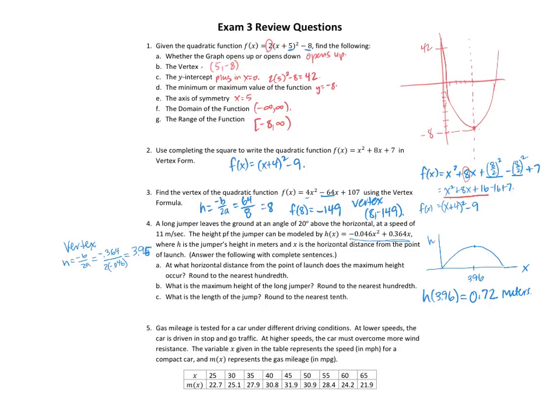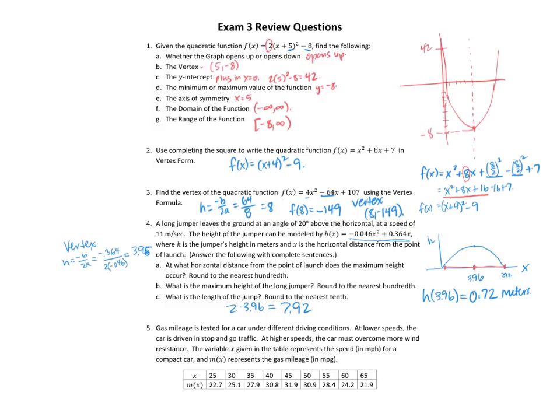And then what is the length of the jump? Okay, and so the length of the jump will be this distance plus this distance, and since it's symmetric, we can just double that. So the length of the jump is going to be 2 times 3.96. So that's 7.92. So that's where he lands.